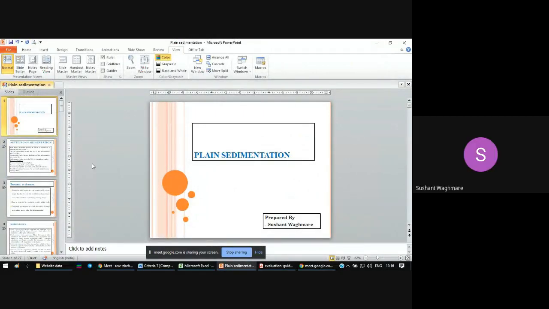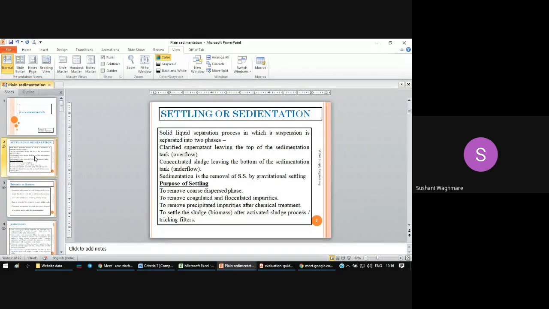Okay, so in today's lecture, we will discuss in brief about plain sedimentation, right? In the last lecture, we discussed screening, or what type of screens we normally use in a sewage treatment plant or water treatment plant. That part we have seen in the last lecture. Now today, we're going to discuss plain sedimentation. Okay.